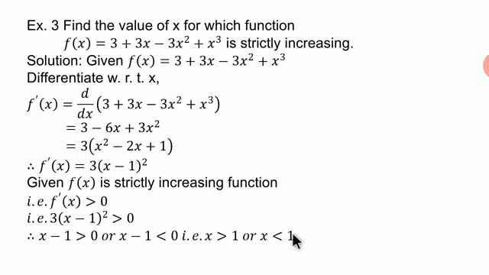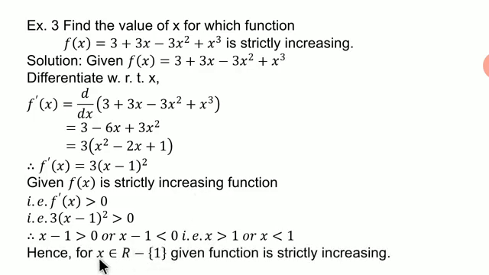That is, for all the values of x this function is increasing except 1. And hence for x belongs to R minus 1, the given function is strictly increasing. It means the value of x is R minus 1. We neglect 1 here because the value of x is greater than 1 and less than 1. 1 is not considerable. It is an excluded value here. Now see the next example.